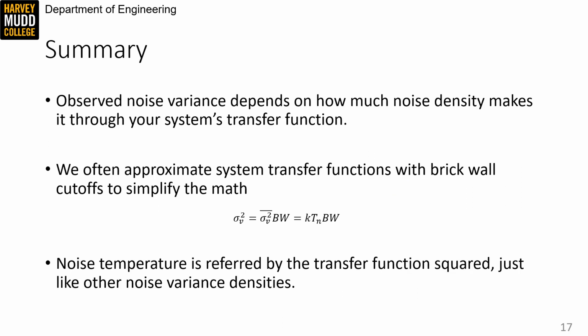So in summary, the observed noise variance in your system depends on how much noise density makes it through your system's transfer function. We often approximate system transfer functions with brick wall cutoffs to simplify the math. And noise temperature is referred by the transfer function squared, just like other noise variance densities.